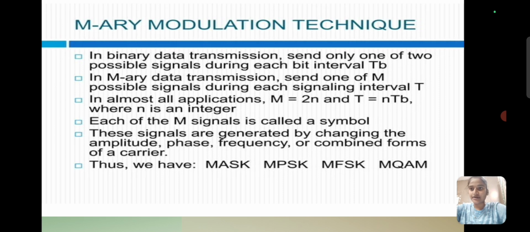M-ary modulation technique. In binary data transmission, we send only one of two possible signals during each bit interval TB. In M-ary data transmission, we send one of the M possible signals during each signaling interval T. In almost all applications, M is equal to 2^n and T is equal to nTB, where n is an integer. Each of the M signals is called a symbol. These signals are generated by changing the amplitude, phase, frequency, or combined forms of the carrier. Thus, we have MASK, MPSK, MFSK, and MQAM.